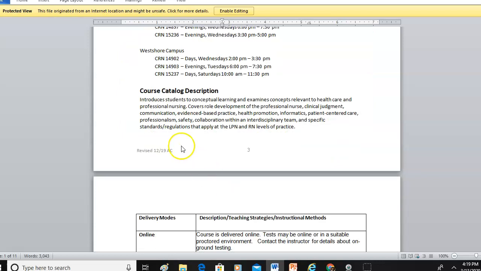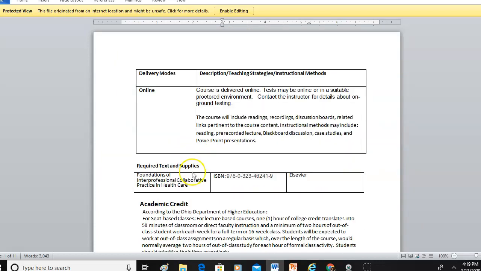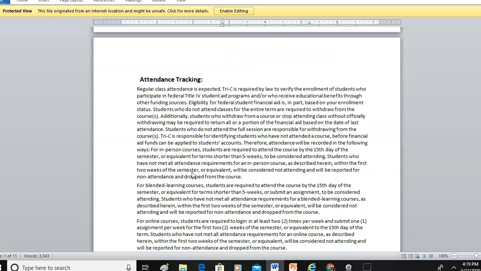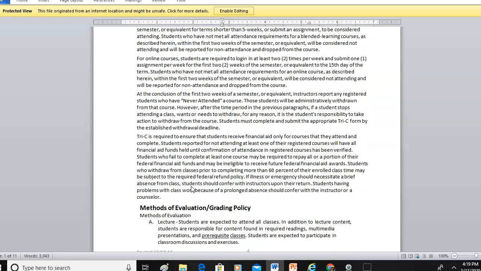It'll give you information about the course catalog description, about the course itself. And then if you move down, it will talk about attendance tracking. Every time you log onto Blackboard to either watch a video, a PowerPoint presentation, or do a quiz, Blackboard will log your attendance. So I will be able to see what students are logging on, and that will count as your attendance.